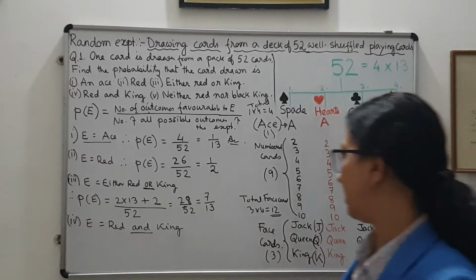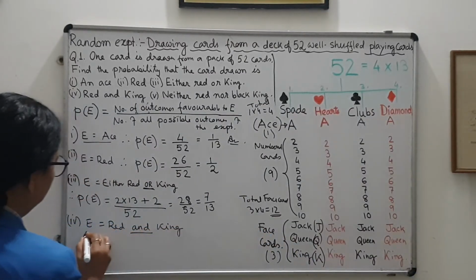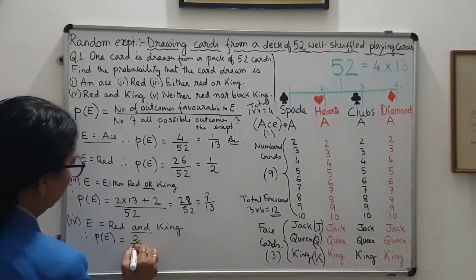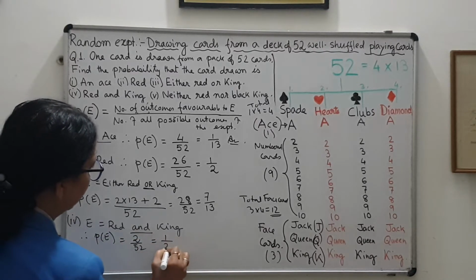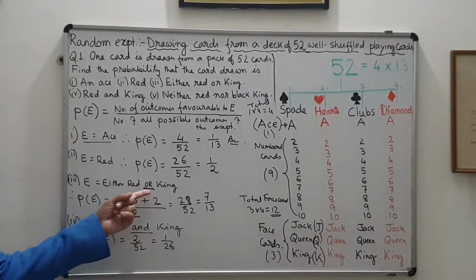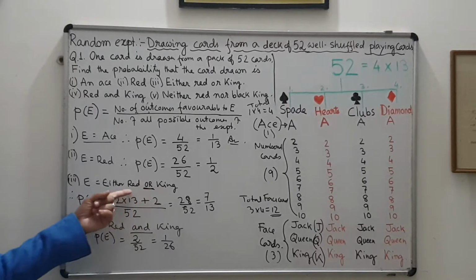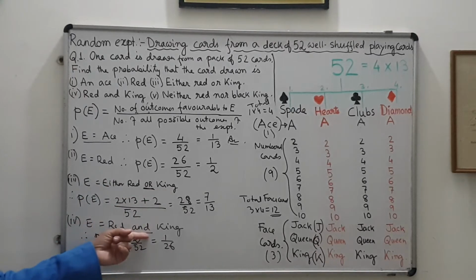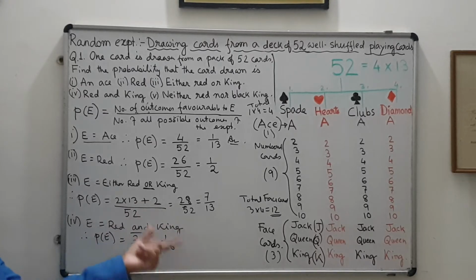So 2 red kings are there. So therefore the probability is 2 by 52. So it is 1 by 26. So I think the difference between "or" and "and" is clear. When it is "or," my favorable outcomes are all red and all kings. And when it is "and," my favorable outcomes are this red; the king has to be red, the red card has to be king, or the king has to be red. That is, these 2 conditions have to be satisfied simultaneously. So that's why this is the thing.